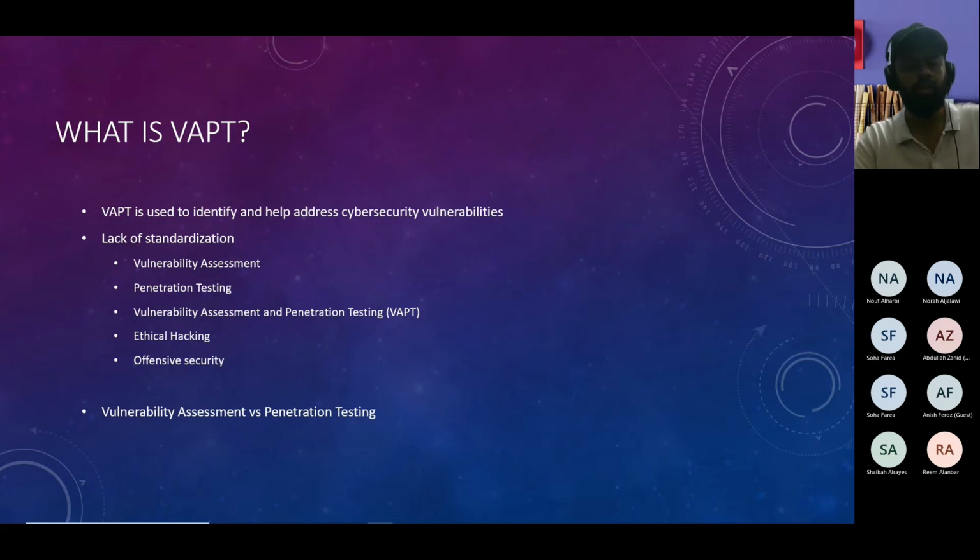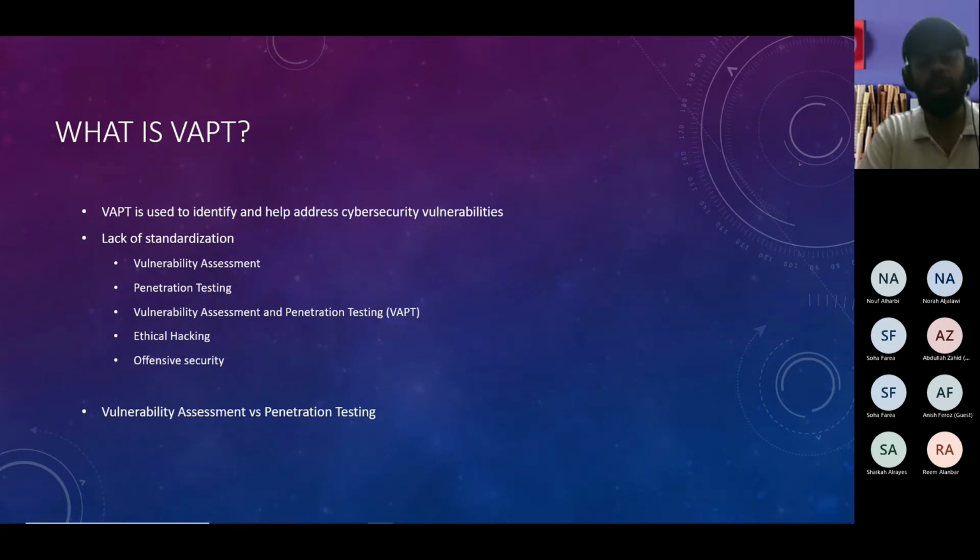So I want to clear your concept: do not get confused. These names are all the same cybersecurity service, with a small difference that I will explain. Vulnerability assessment, penetration testing, vulnerability assessment and penetration testing, ethical hacking, and offensive security are almost the same service. Do not confuse these names, because there is a lack of standardization, so people call the same thing by different names.